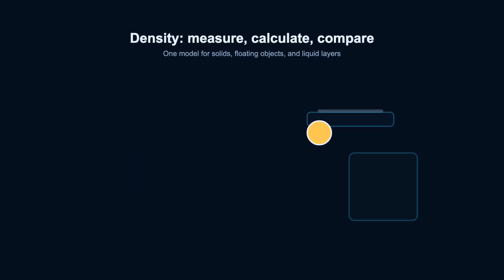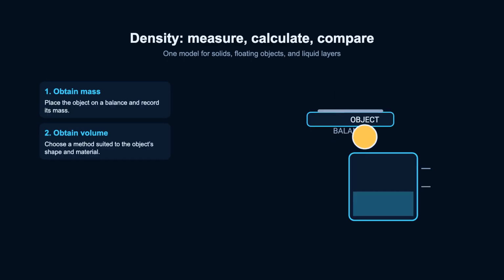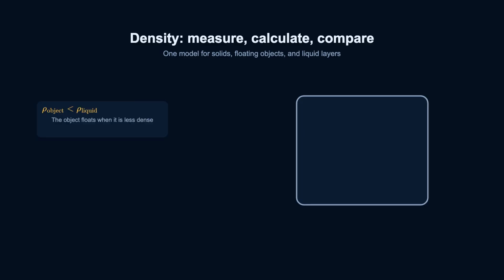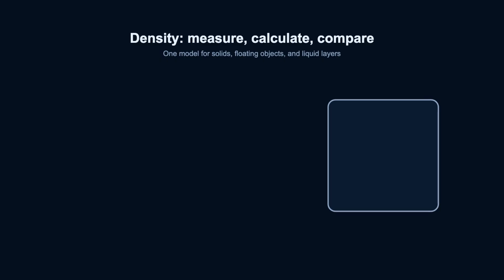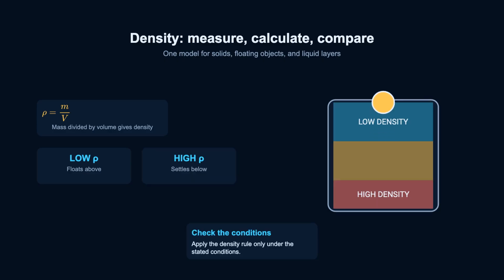Transfer the model to a fresh object. Obtain its mass, obtain its volume by the method suited to its shape or material, and calculate density. If floating is involved, compare its density with the liquid's density. At supplement level, use the same comparison to order non-mixing liquids. Your compact self-check is this: mass divided by volume gives density. Lower density floats above higher density when the stated conditions apply.